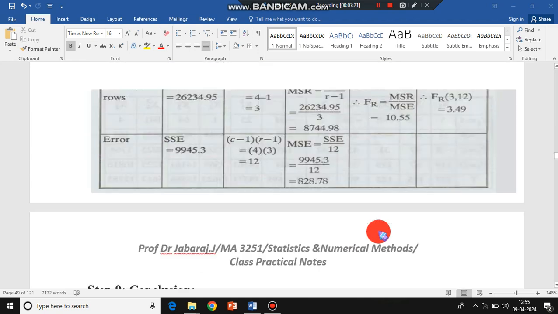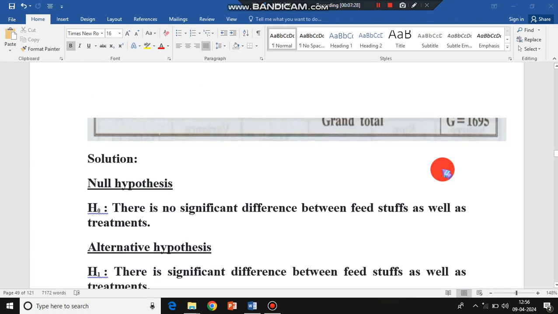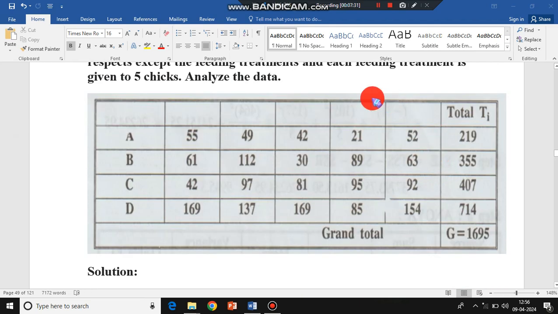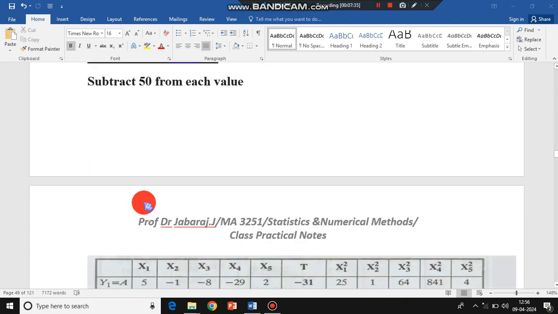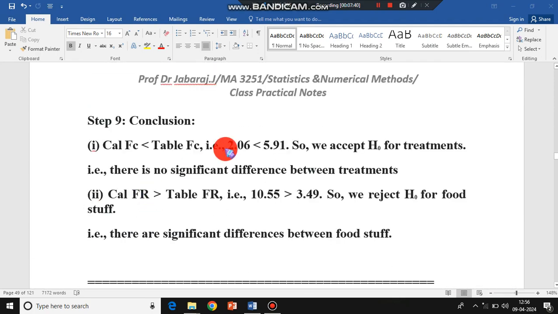Now let us come to take a decision row wise. So row wise means what here? It is the foodstuff. How many foodstuffs here? A, B, C, D. So we have to take the decision on the foodstuff also, whether the four foodstuffs act similarly, or there is a homogeneity, or a union such that they work together. That's what we are testing here.